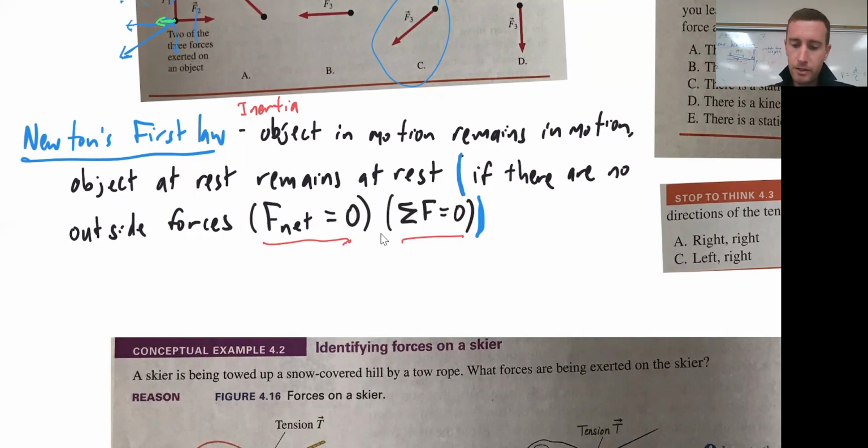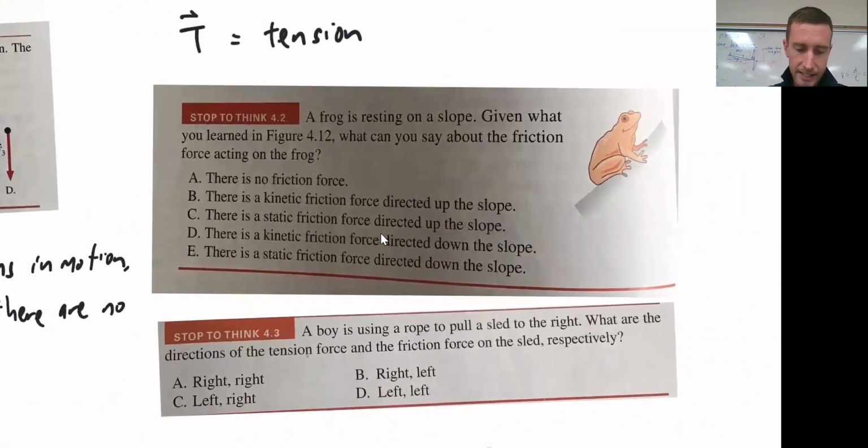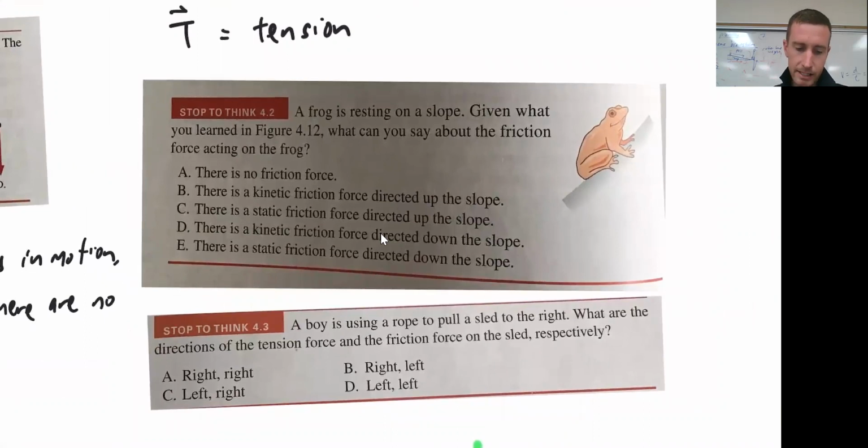All right, so let's do another little stop and think. A frog is resting on a slope. Since he's resting, remaining at rest, given what you learned in figure 4.12, what can you say about the friction force acting on the frog? Okay, so I know that the friction force opposes motion. In this case, the frog's resting, so there is no motion, but if there was motion, the frog would end up going down this way. So the friction force that opposes motion has to go opposite. The friction force has to go up that way.